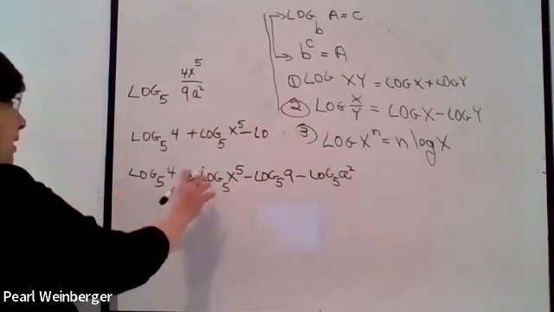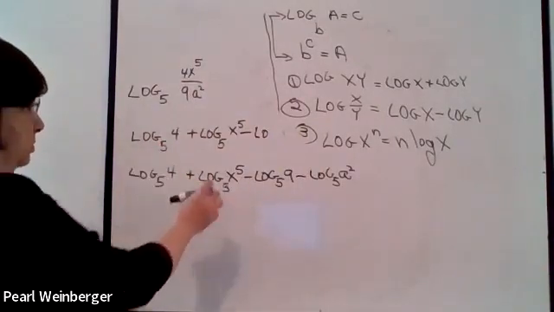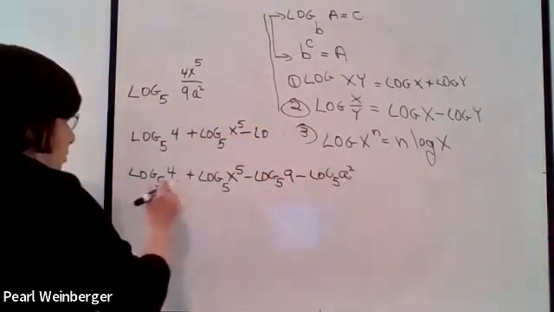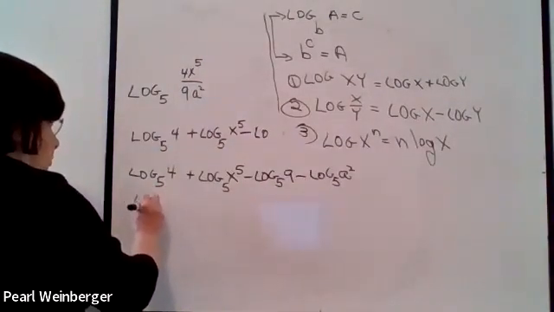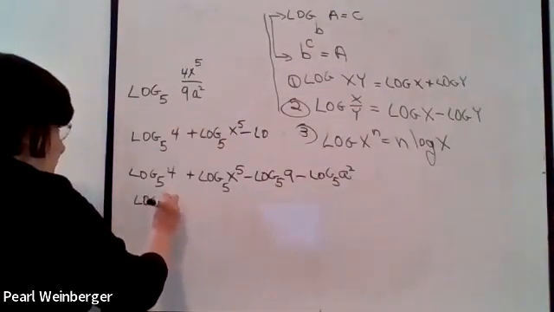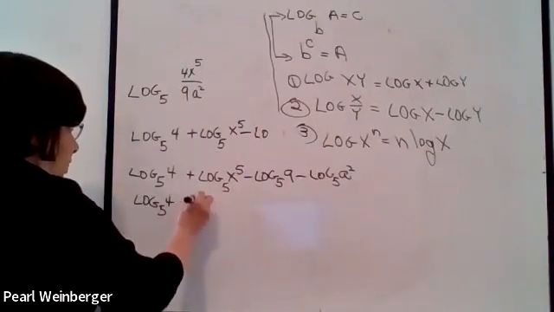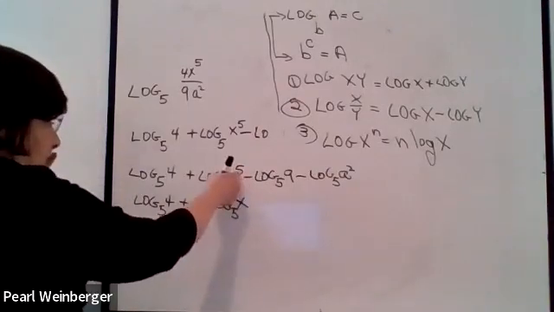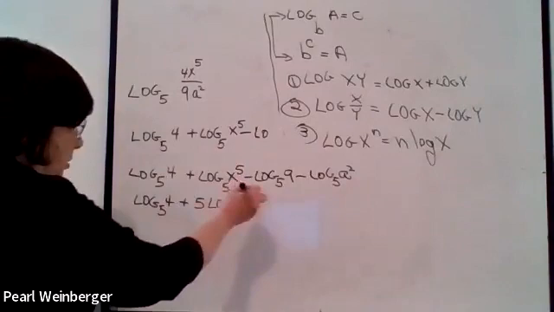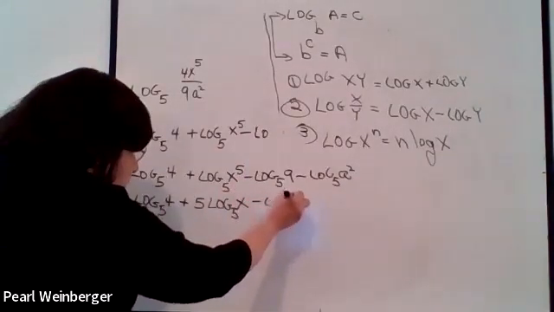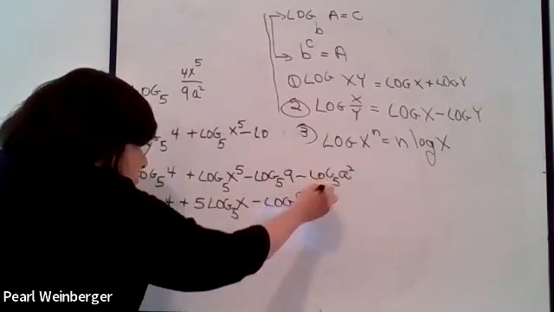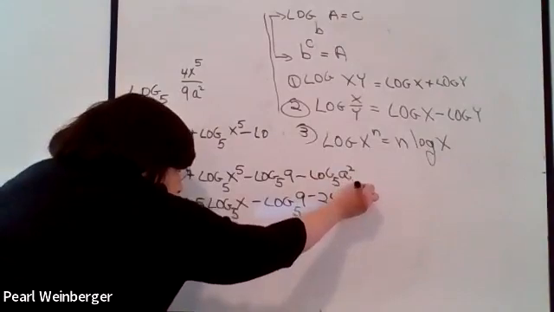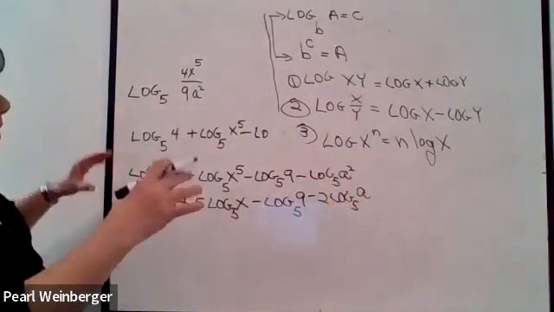Now I go back and I look for exponents. And I see an exponent here and an exponent here. So I leave this log base 5 of 4. This exponent becomes plus 5 log base 5 of x, because the exponent becomes the coefficient. This stays log base 5 of 9. And this 2 becomes minus 2 log base 5 of a. And that's the expanded version.